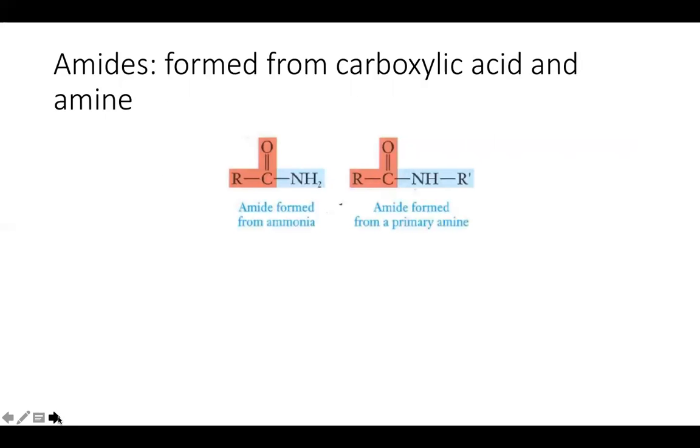Okay, and the last functional group I believe that we looked at this week was amides. These are different from amines, but they both contain nitrogen. Amides are going to be formed from carboxylic acid and amine. So again, you have a carboxylic acid portion. It will combine with an amine and form an amide.